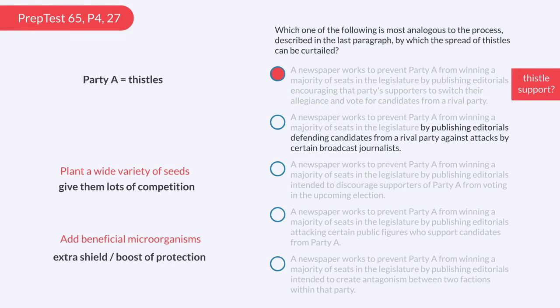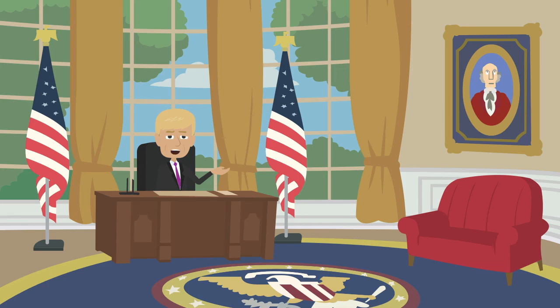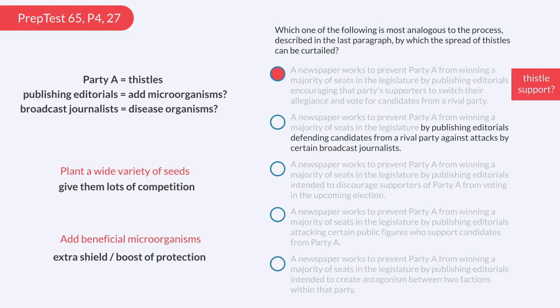B says that we're going to publish an editorial that defends the native seeds against attacks by broadcast journalists. Oh my. Well, we might be able to make this work because we could say the editorials are the microorganisms that we're adding. They're supposed to protect against the disease organisms. So we could call the journalists disease organisms, the enemy of the people, and the rival party would be the native plants. This seems crazy, but I guess we could make that work.